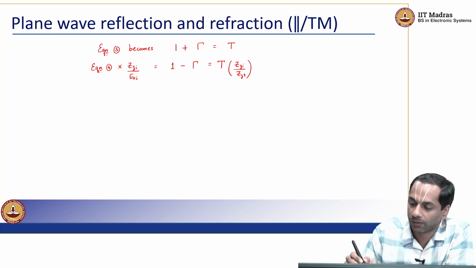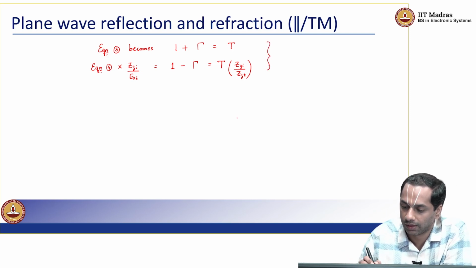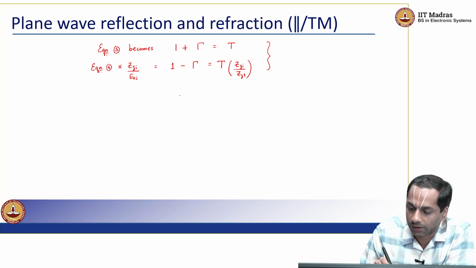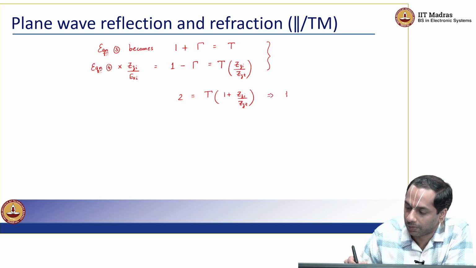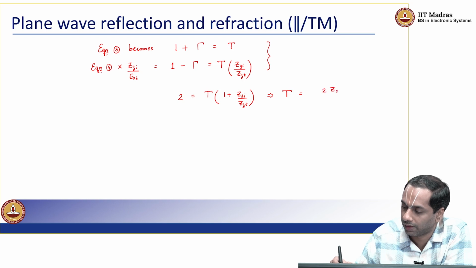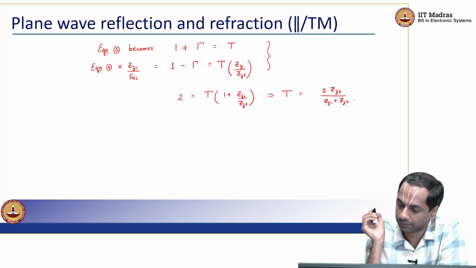Okay, so now let us solve these two simultaneously. So if I can just add these two equations, I get 2 equals capital T into 1 plus zzi by zzt, which implies my transmission coefficient is 2 zzt by zzi plus zzt.